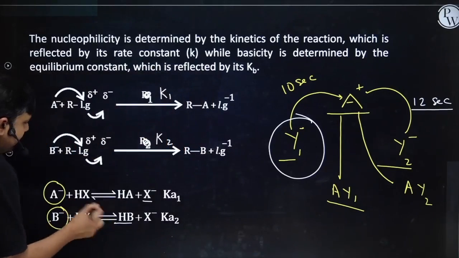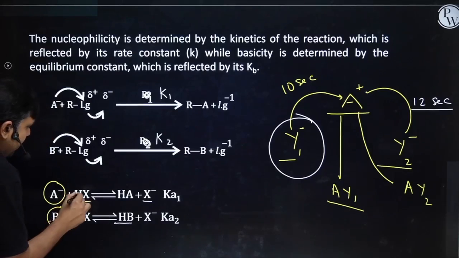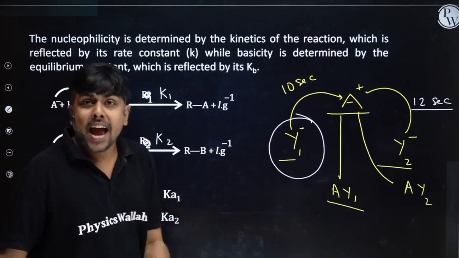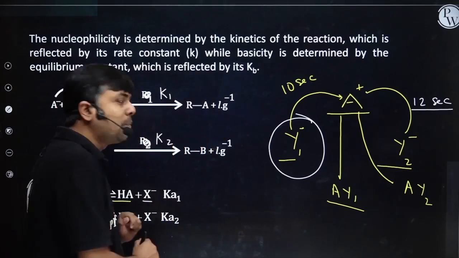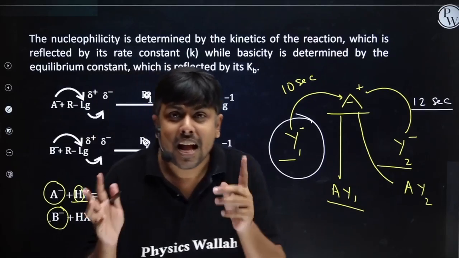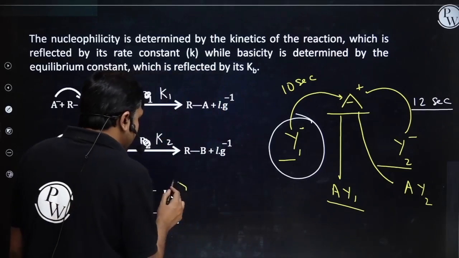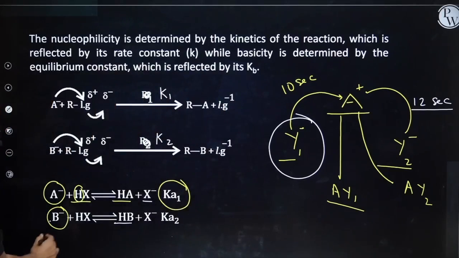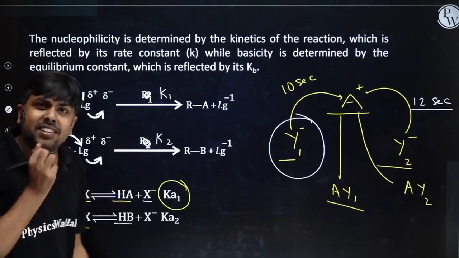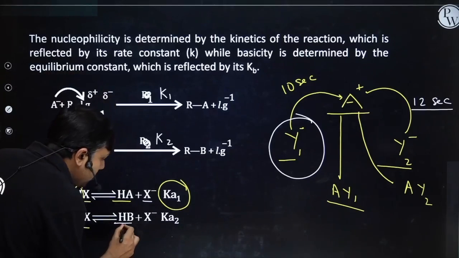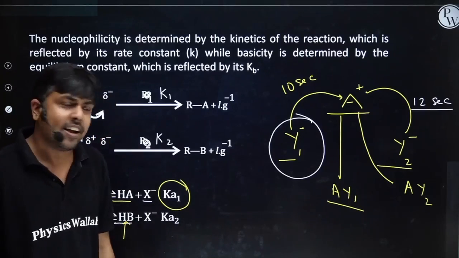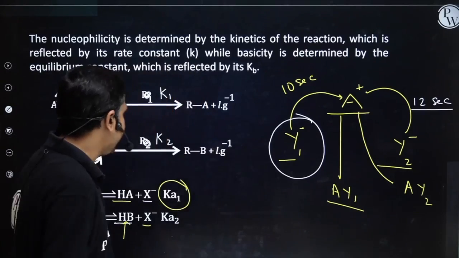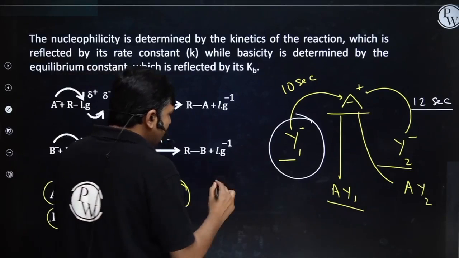If this A minus is treated with HX, what will it do? It will snatch this H plus from HX and will form a compound HA. At the same time, X minus is also formed. Since the process is reversible, I am going to define the equilibrium constant Ka1 for this, right? B minus will also have a tendency to snatch the acidic hydrogen and will form a covalent compound HB, right? And X minus is also released. For this, the equilibrium constant defined is Ka2.